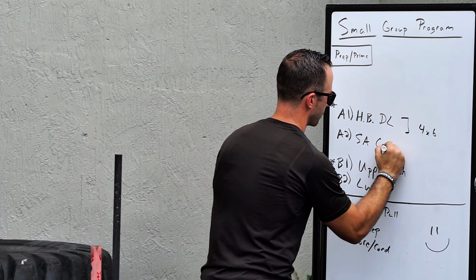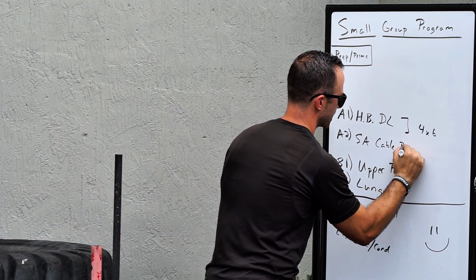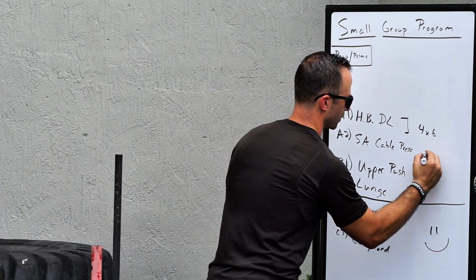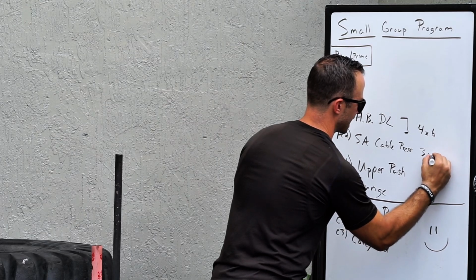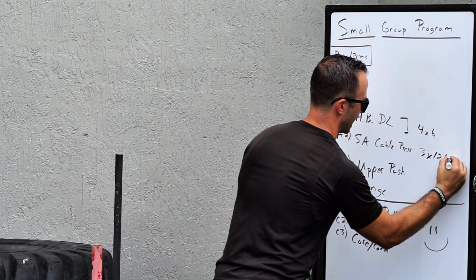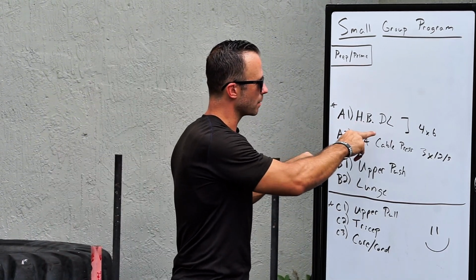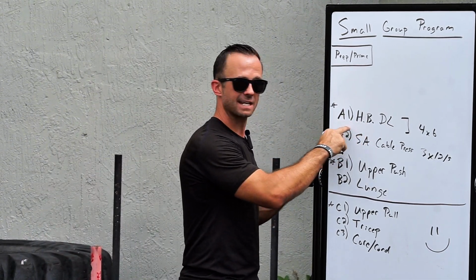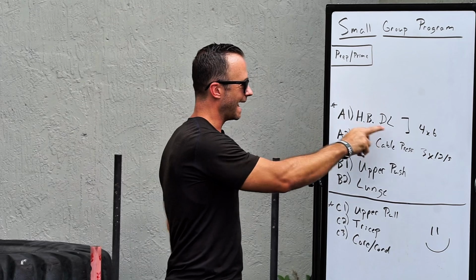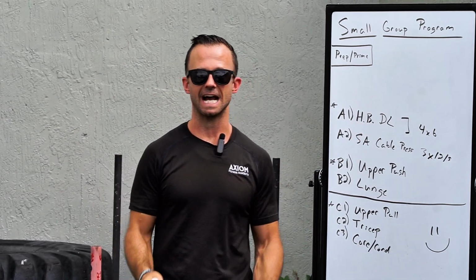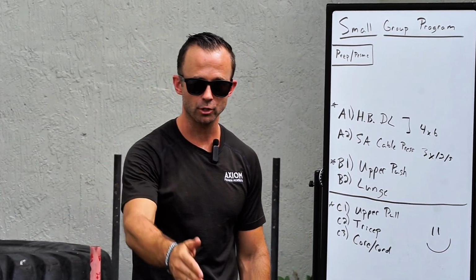All right, so I'm going to go single arm cable press. And this one is going to be just for more stability-based reps. I'm actually only going to do 3 sets times 12 per side. And as I'm coaching this, I'm coaching both of these guys coming in today, because they're going to come in right after this video. Hex bar, this is the attack exercise. This is the one we're getting after.